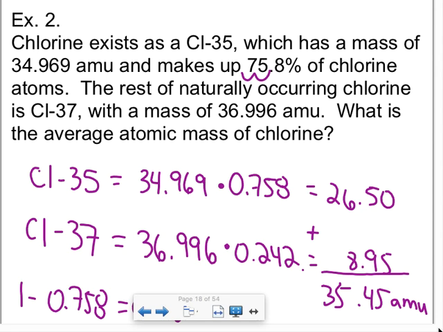So why is there such a difference if there's only 2 more neutrons? At the end it's 26.5 and then 8.95, because this only occurs 24% of the time versus 75%. Another thing you can look at is the average atomic mass, 35.45. So you can say there's definitely more chlorine-35 than 37. If this number was closer to 37, then this would have a higher percent.